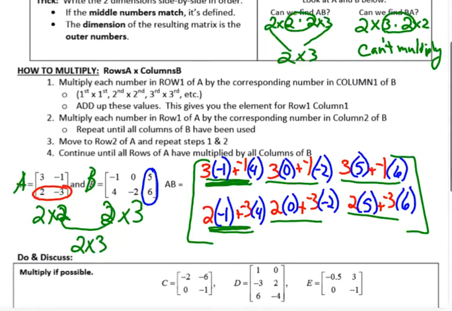So sometimes you might end up with a matrix that is much bigger than your original 2, just based upon those outside numbers of your resulting matrix, or it might be much smaller because of those outside numbers.